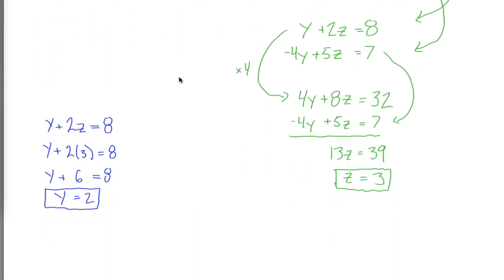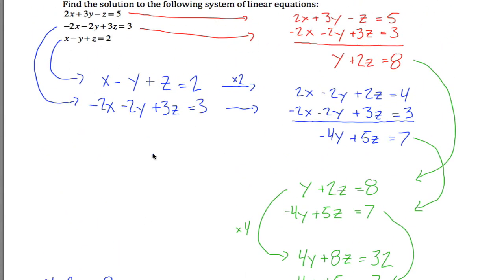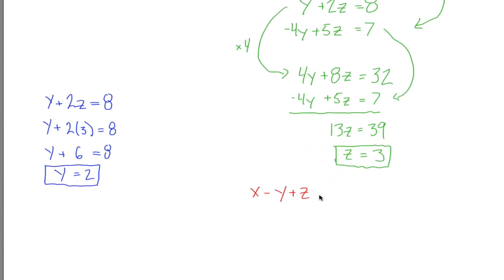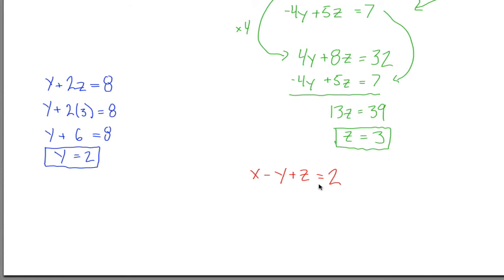X minus y plus z is equal to, what was it, 2? X minus y plus z equals 2. And now what I can do is say, yeah, this equation's true, but y is equal to 2. So instead of x minus y, I can write x minus 2 plus z, but z is equal to 3.